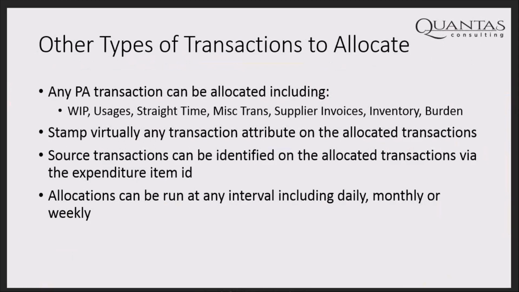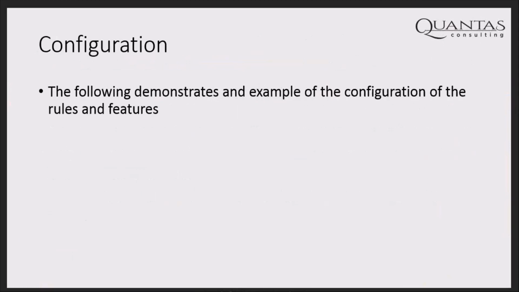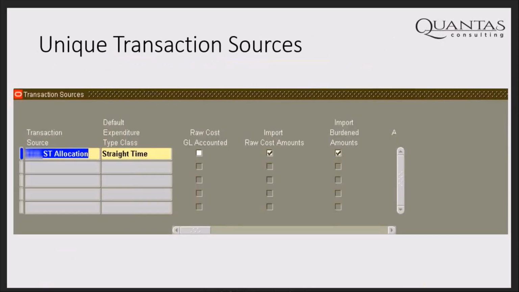So I'm going to go through the configuration. It's going to be pretty quick here. I don't want to take up a lot of your time on the configuration. But you can see here, this is where we can create some unique transaction sources. Again, really an unlimited number of transaction sources we can create. We have had clients that have had numerous transaction sources based on the different types of allocations that they're running.